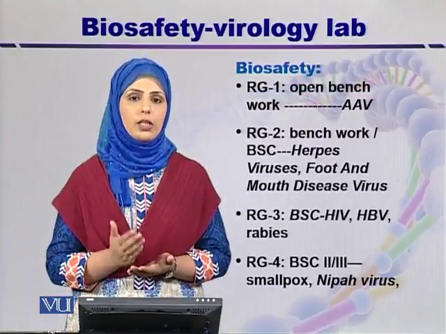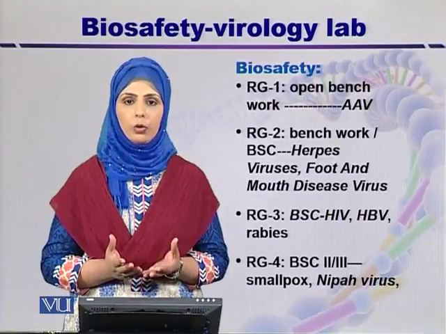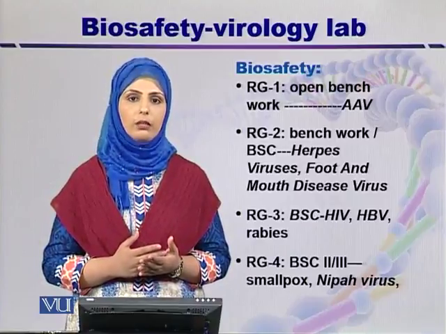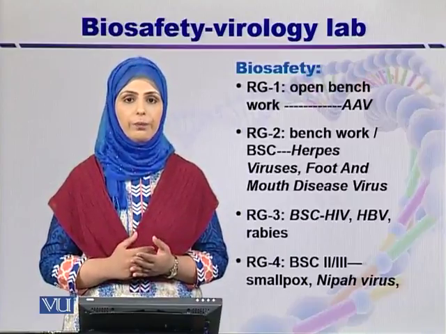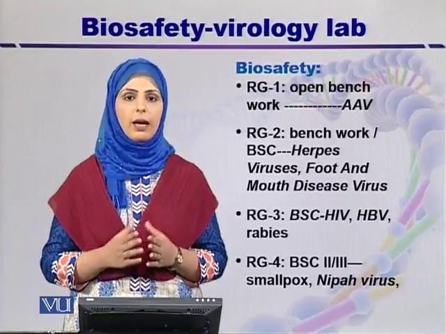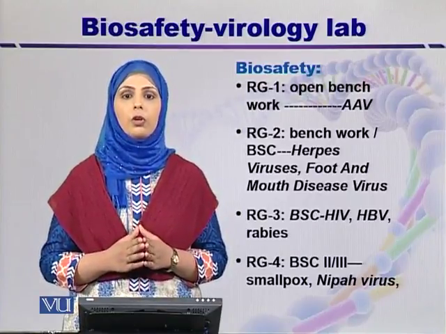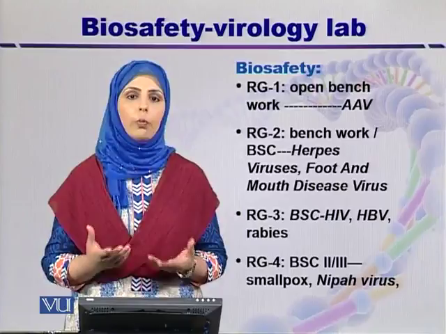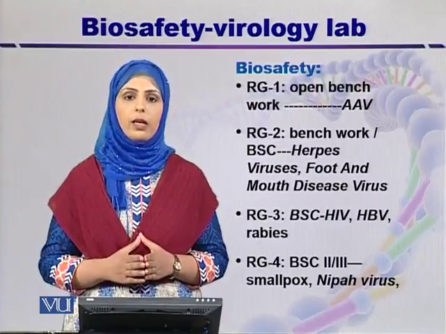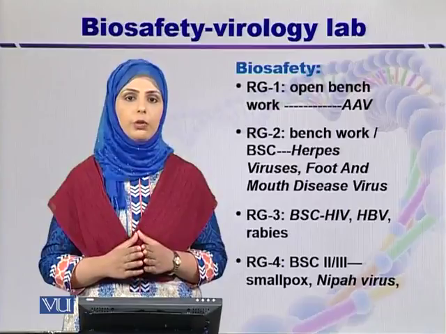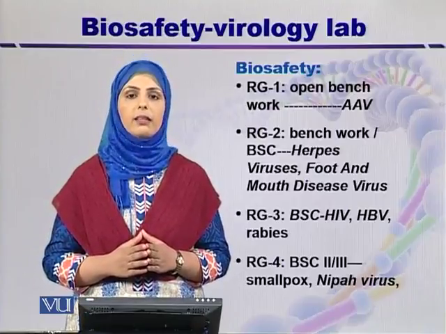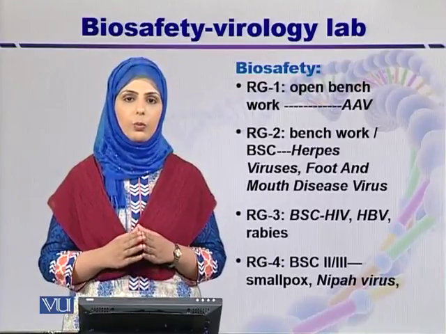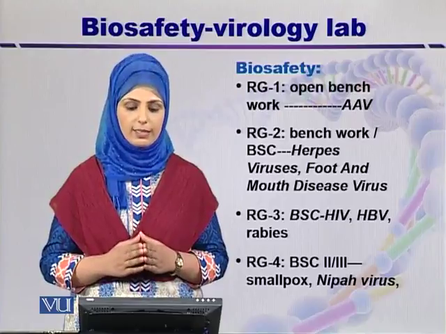Now, pathogens, just like they are divided into 4 groups, the same is for viruses. We divide them into risk group 1, 2, 3 and 4. Risk group 1, these are the viruses which are responsible for no or low community consequences. So here open bench work can be performed. For example, we can make use of immunochromatographic techniques. And one example of viruses which are included in risk group 1 are adeno-associated viruses.